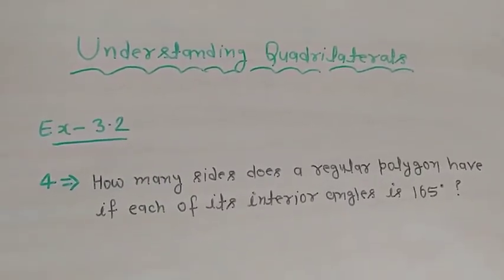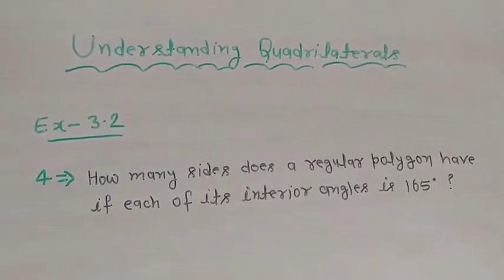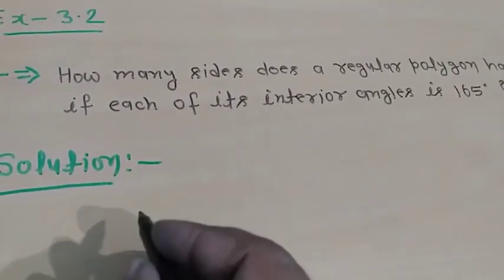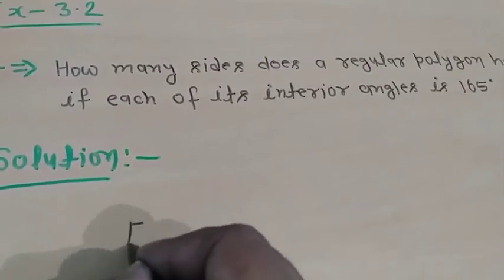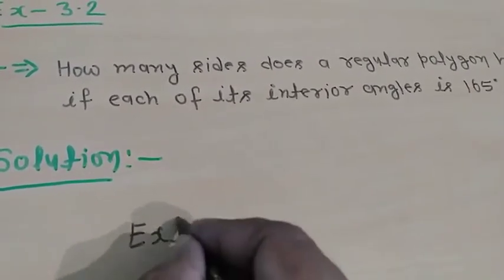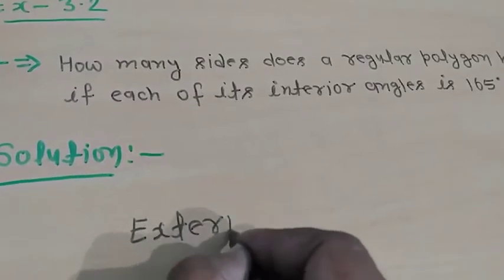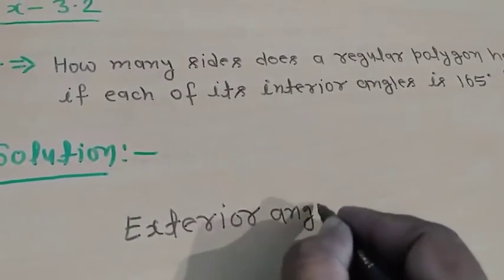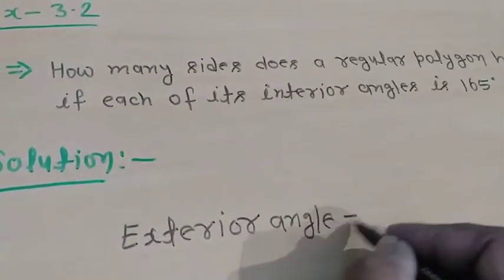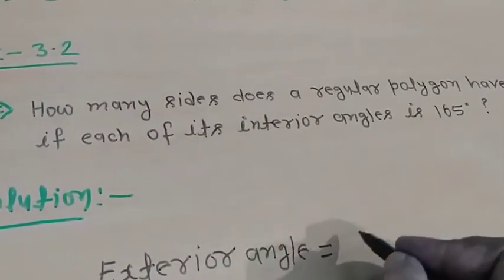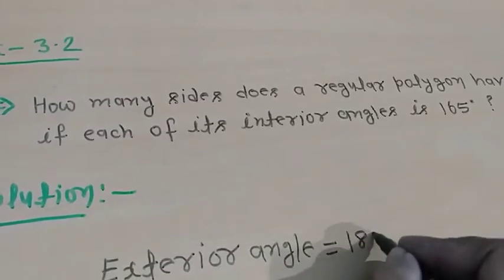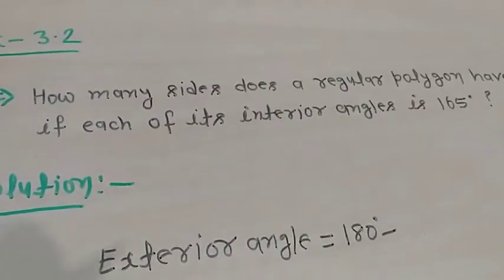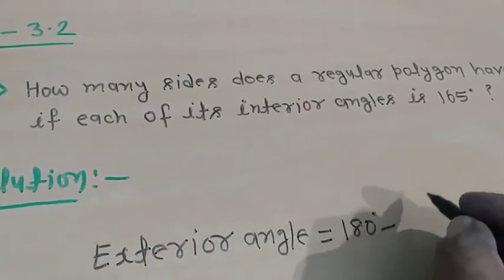Okay, so we find the exterior angle. Exterior angle is equal to 180 degree minus interior angle.